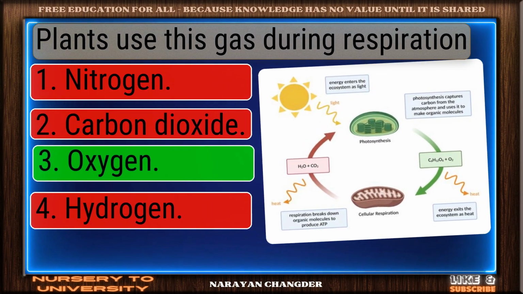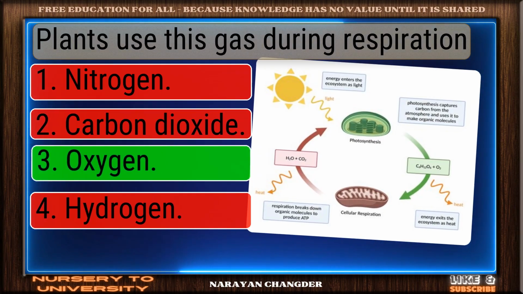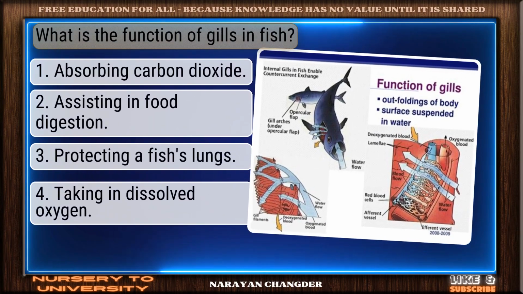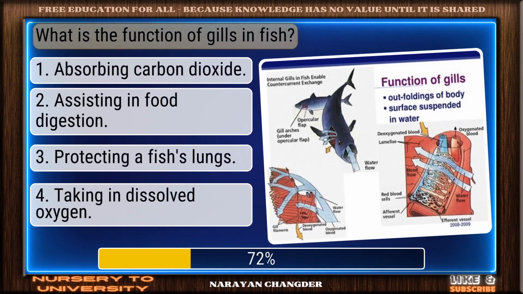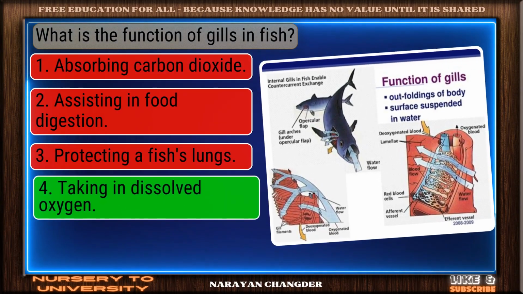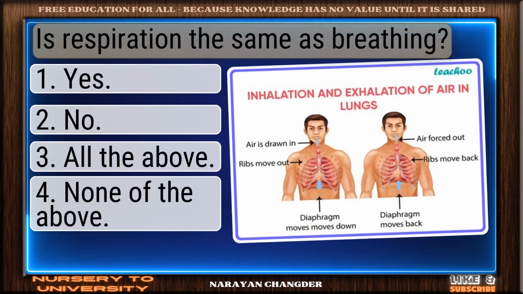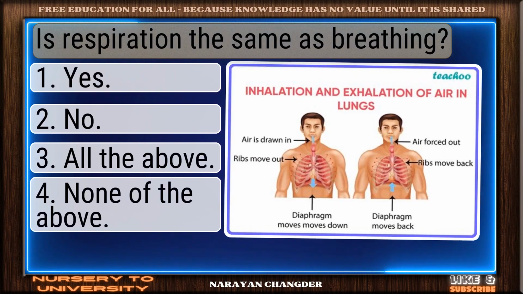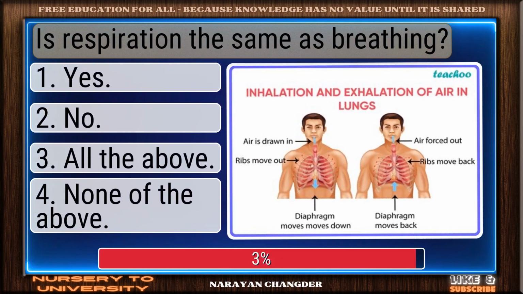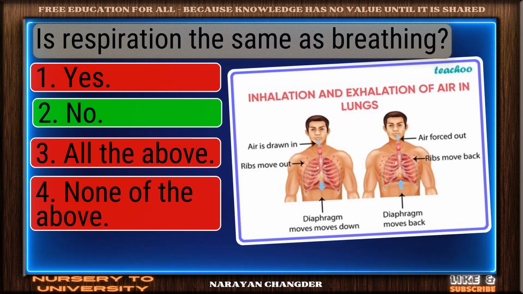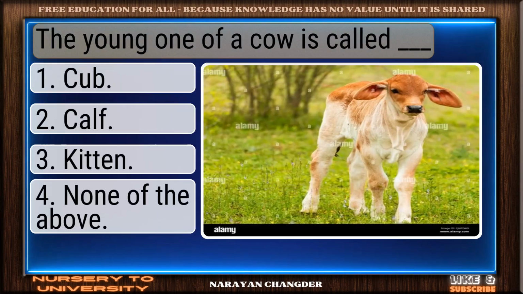Exactly. Oxygen makes sense, and it is the right choice. Question number 145. What is the function of gills in fish? Excellent. Taking in dissolved oxygen is a brilliant choice. Question number 146. Is respiration the same as breathing? Well done. No is the right choice.